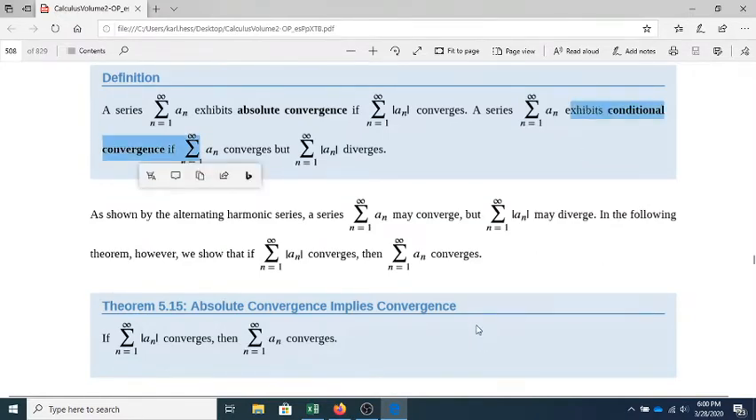Okay. Now, one thing I do want to just kind of mention is that if we're looking at a series that's all positive terms to begin with, if that series is convergent, then it's automatically absolutely convergent. Okay, because taking absolute values wouldn't change anything. So it's really just in series where some terms are positive and some are negative, that we could have conditional convergence.